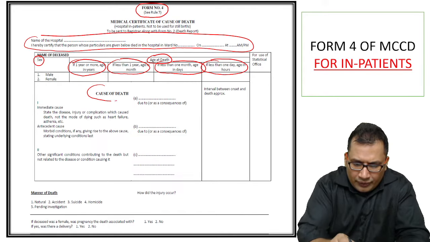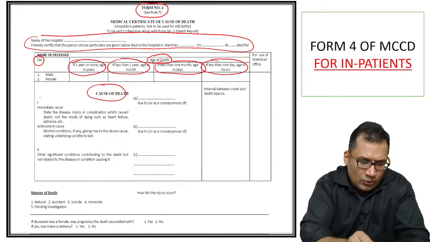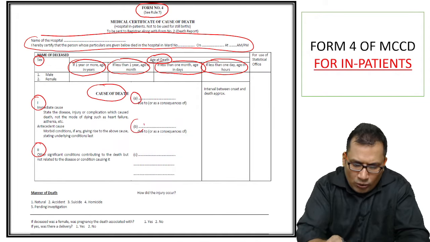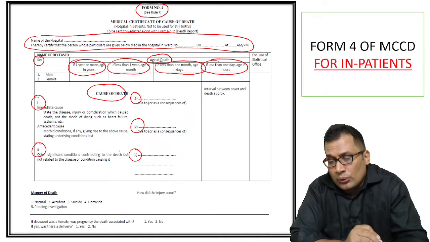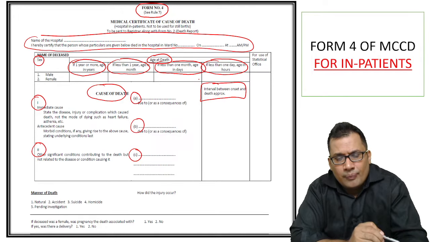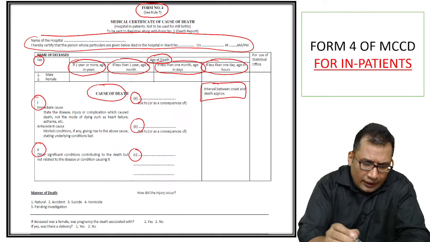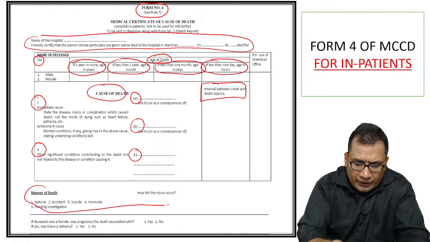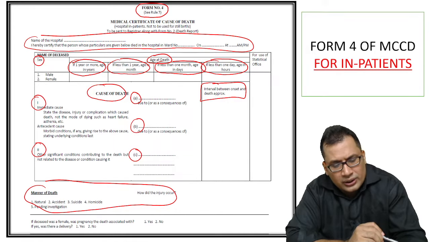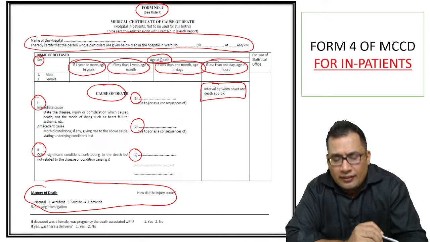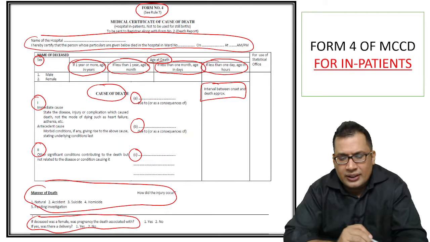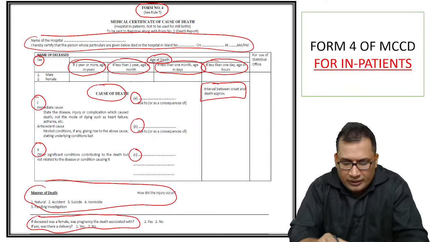Then cause of death. What we can see here in cause of death, 1 and 2, there are 2 parts. Part 1 again has 1A, 1B, 1C, sometimes 1D also, and also you need to mention the approximate interval between onset and death. Then part 2, the manner of death: how did the injury occur, natural, accident, suicide, or pending investigation. If deceased was a female, was pregnancy associated with the death? Yes or no?